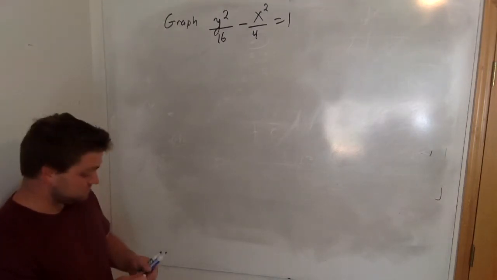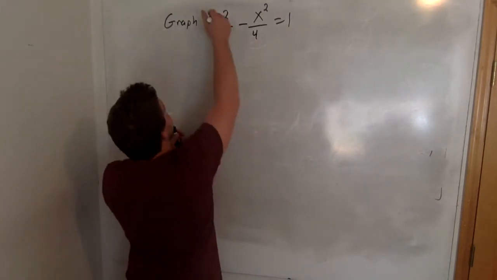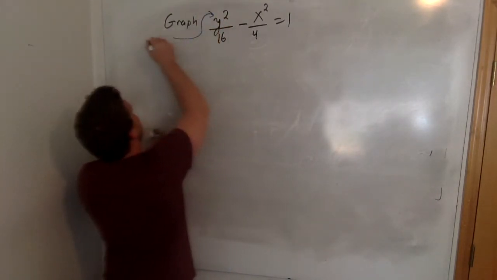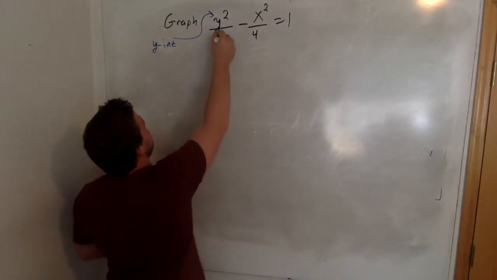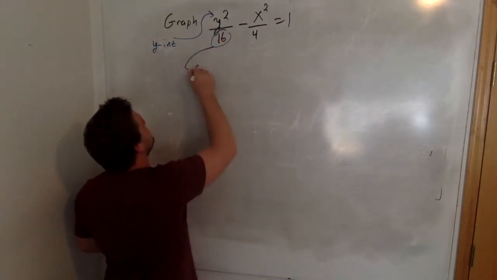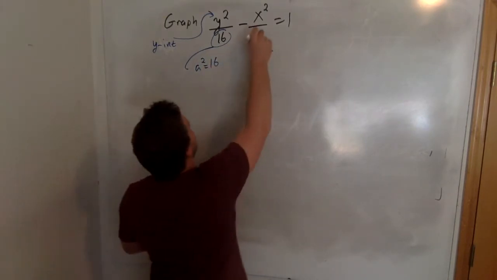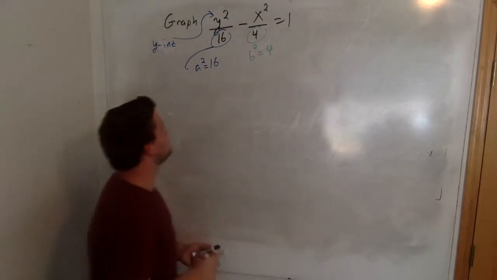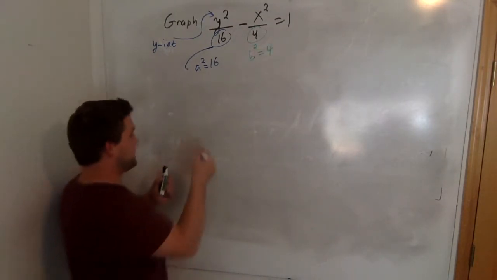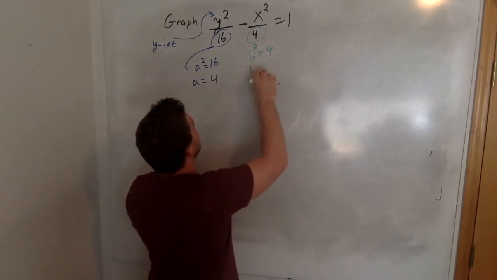Okay, let's do it. The first thing to think about is the orientation. This one here will have y-intercepts. Okay, so in this case, a squared will be equal to 16. And here we'll have that b squared is equal to 4. So we have that a will be 4 and b will be 2.